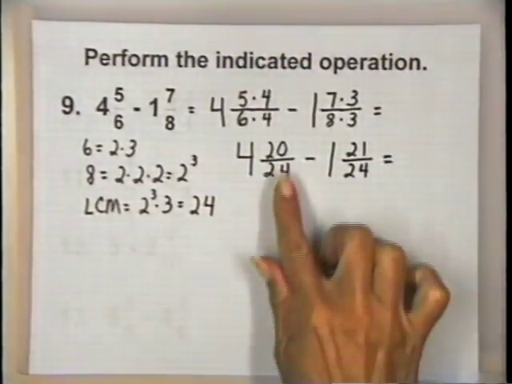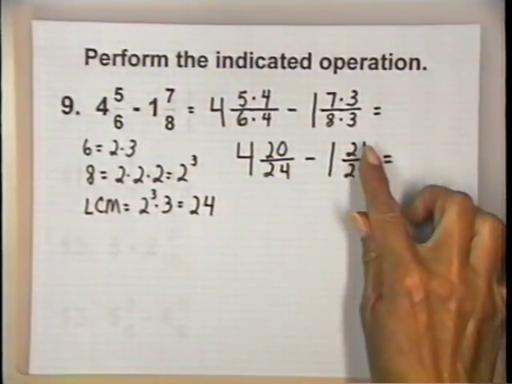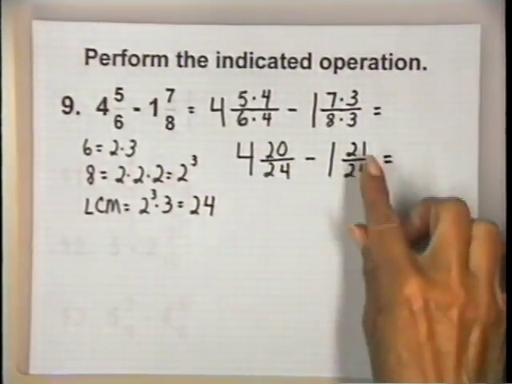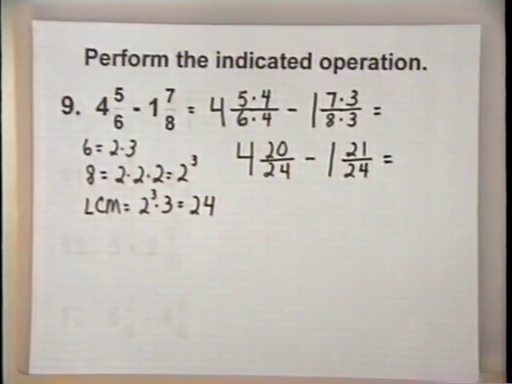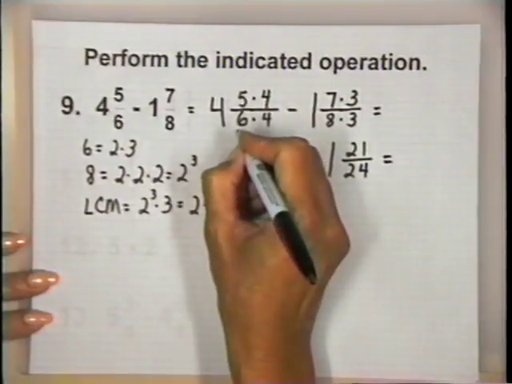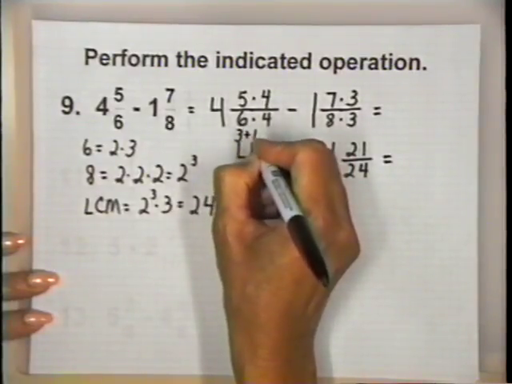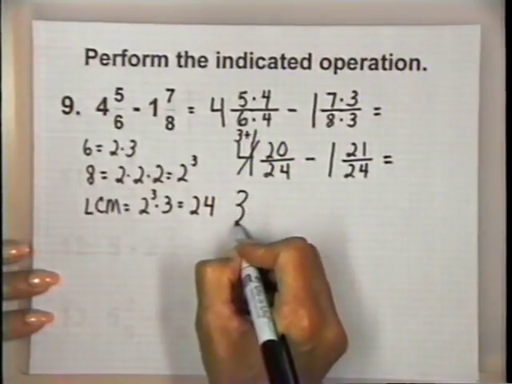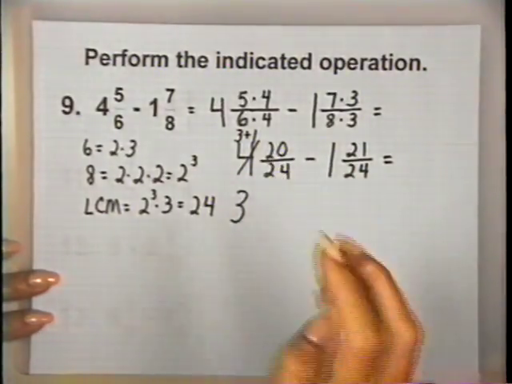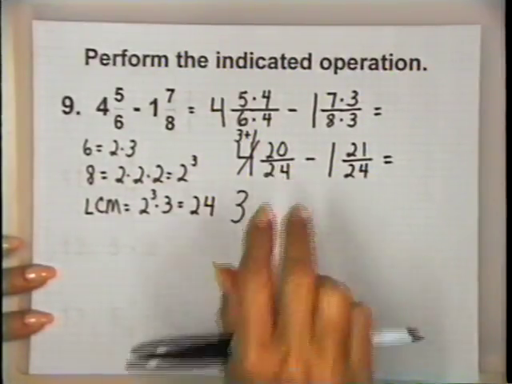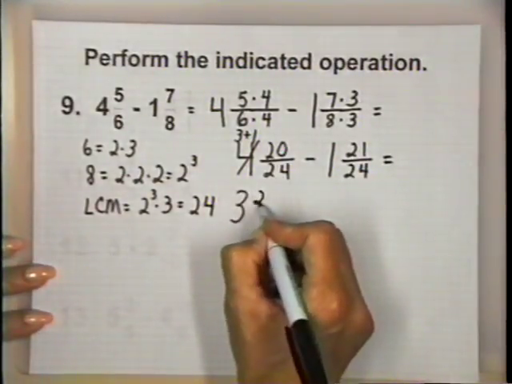Now, I would like to say 20/24 subtract 21/24. My first fraction is smaller than my second fraction, so I will need to borrow from my 4. I will think of this 4 as 3 plus 1. I will write it as 3, and I will write the 1 as 24/24 because 24 is my common denominator.